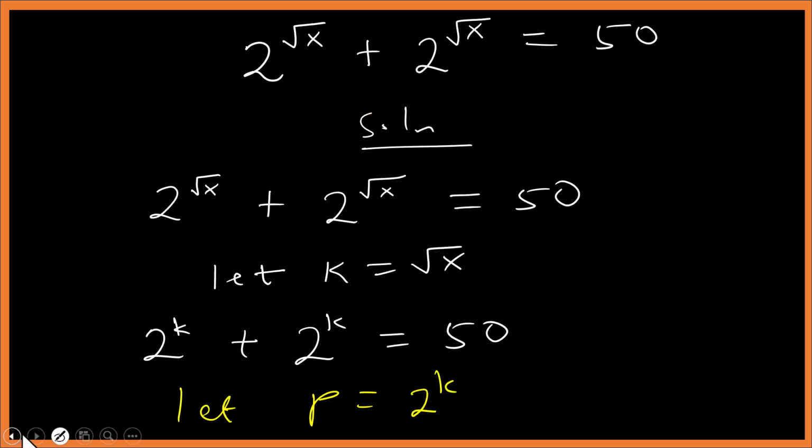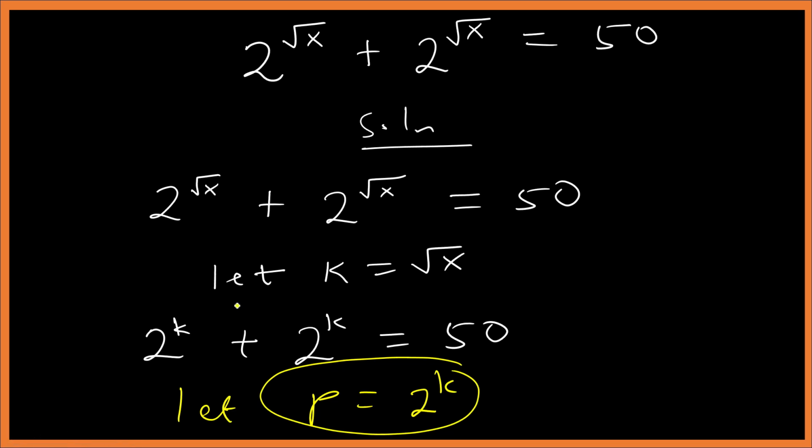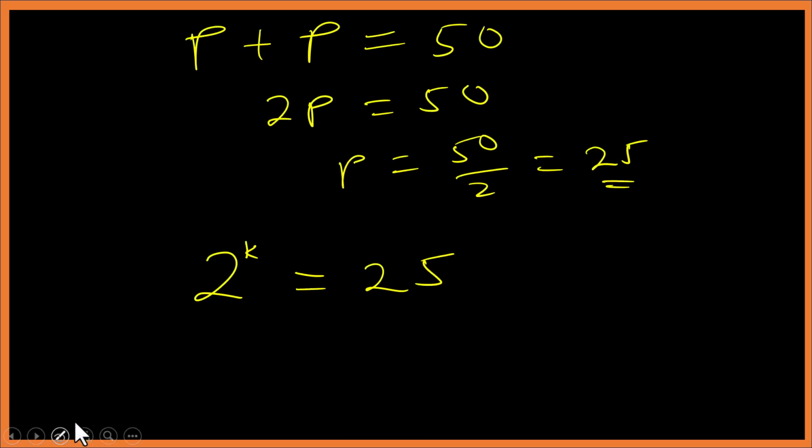So let's bring back p to its position. So we have p, that is 25, equals 2 raised to k. So 2 raised to k is the same as p, which is 25. So let's solve for k. After that, we send k back to its position. That will pave way for the value of x. Alright, so let's solve for k from here.